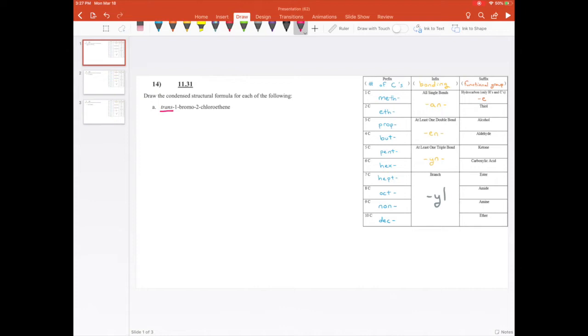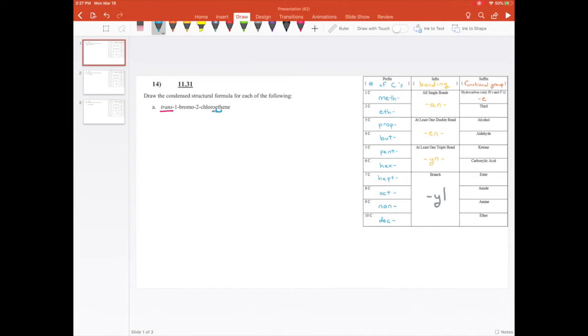Okay, well the backbone is what comes after the last branch. And remember that a branch either ends in a -yl if it's a carbon branch, or it ends in an -o if it's fluorine, chlorine, bromine, or iodine. Here you can see that this -o of the 2-chloro is the last branch that we have here. And so the backbone is ethene.